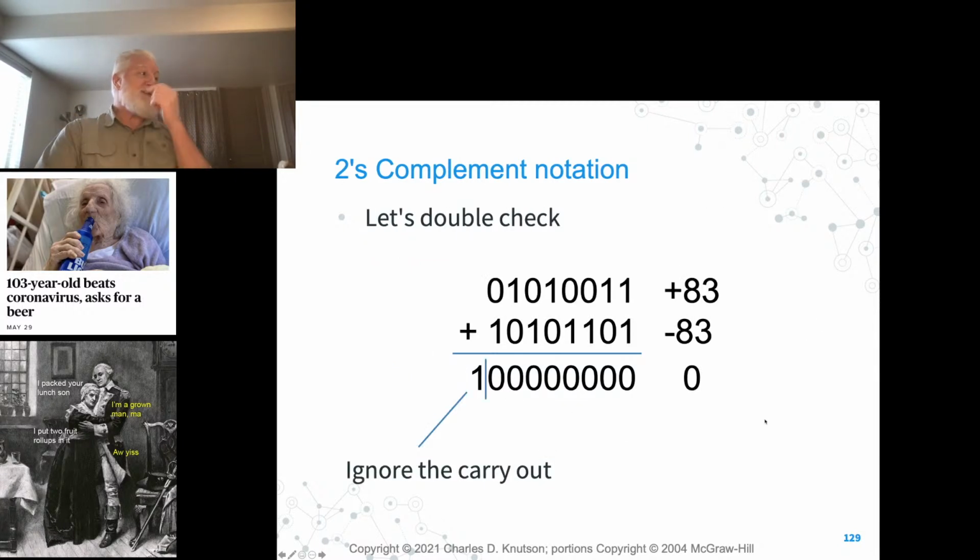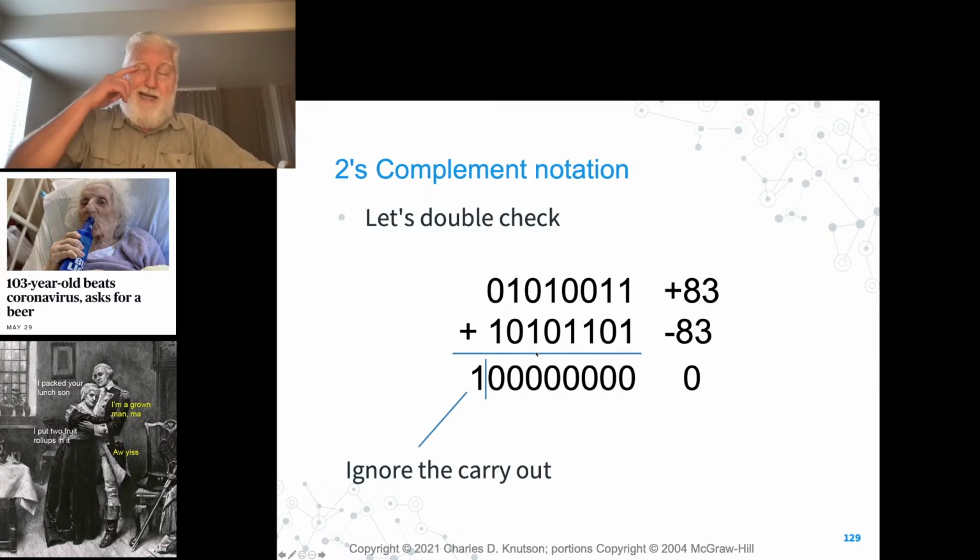Let's do this one. Now, I didn't animate this. It's just sitting here, but check it out. There's plus 83 and there's negative 83, right? I pulled these right off the slides. So just trust or believe or remember that these were the numbers. That was positive 83. That's negative 83.